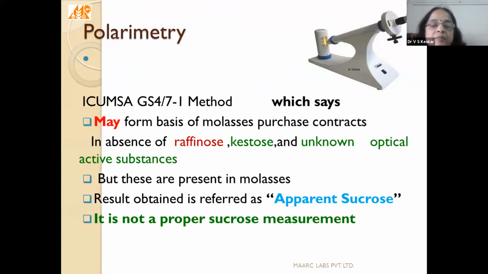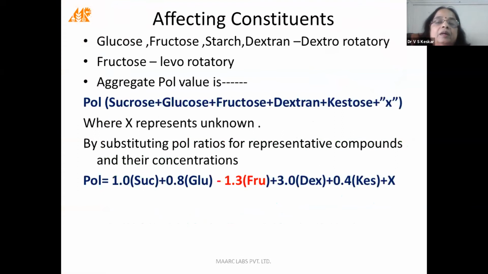But all these impurities are present in molasses. So the method itself says the result obtained by this method is apparent sucrose. It is not exact sucrose or true sucrose. And everything is written in the method itself. It is not a proper sucrose measurement. So why is it not a proper sucrose measurement?